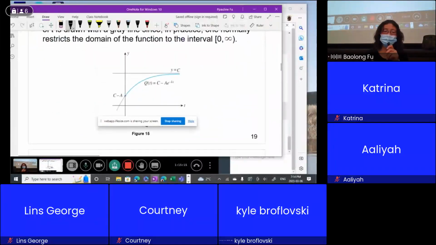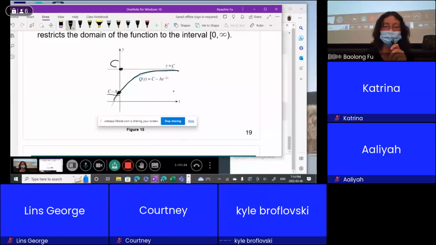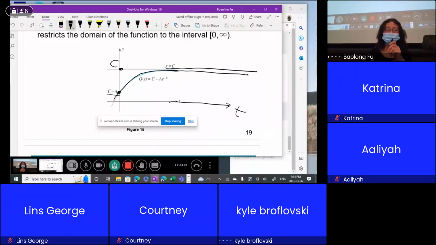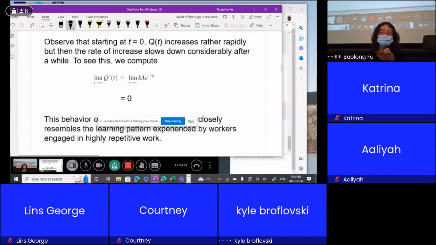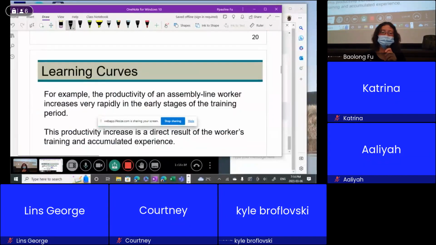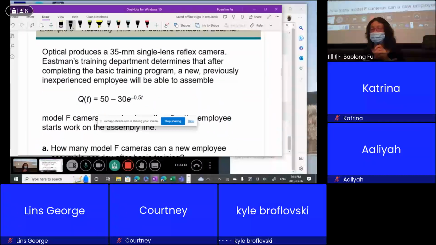Okay, so we know this is the sketch of the graph. See, this point is C. This intercept is C minus A, it is increasing. When t goes to infinity, it goes to C. All right. You can read by yourself. Now let's take a look at an example.